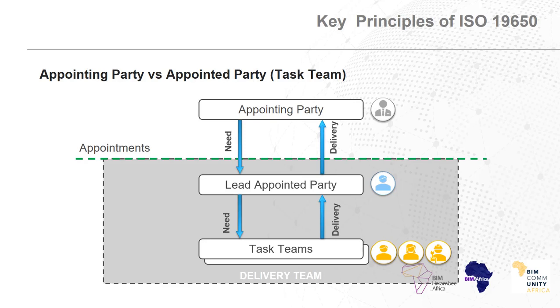Further terminologies include appointments, which replaces the term contracts. These are agreed instructions for the provision of information concerning works, goods, or services. And then, of course, we have appointing party, which we've already discussed, which replaces the term client. The formal definition of an appointing party is the receiver of information concerning works, goods, or services from a lead appointed party. And then we have the terms lead appointed party and task teams. These are providers of information concerning works, goods, or services.